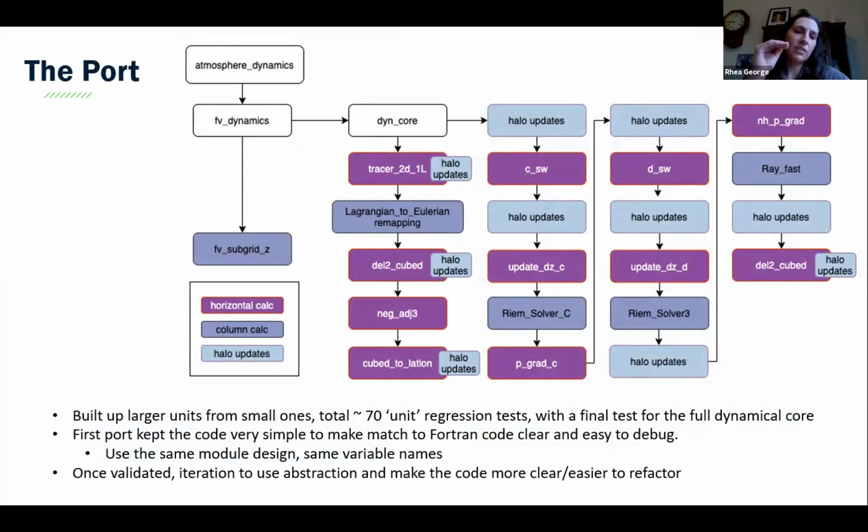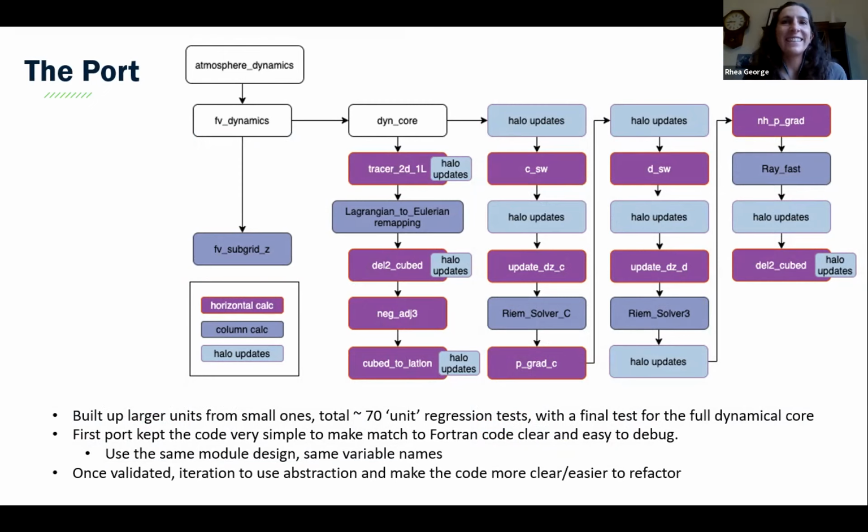So like I mentioned, we started out with very small units. We built up over time, and by the time we validated the full dynamical core, we had about 70 regression tests. This diagram just shows a lot of the different pieces of the FV3 dynamical core. Our unit tests dove in deeper into a lot of these modules, but we also have tests around each of these. And for this first port, the design was very simple.